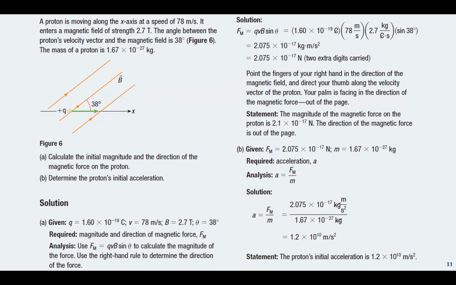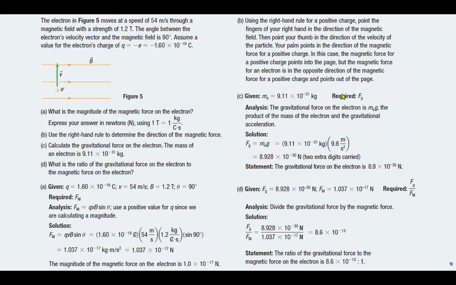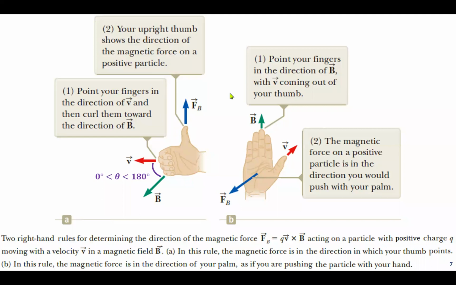Then to decide the direction of the magnetic force, note that the magnetic force should be perpendicular to both the velocity and the magnetic field, right? So it's either pointing into the page or out of the page. And note that there are two types of right-hand rule we can use to determine the direction of the magnetic force. You can choose either one.